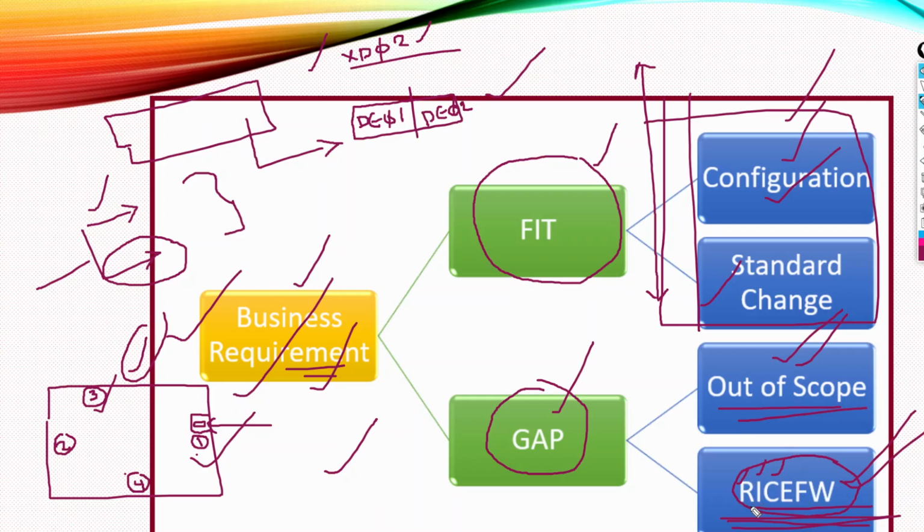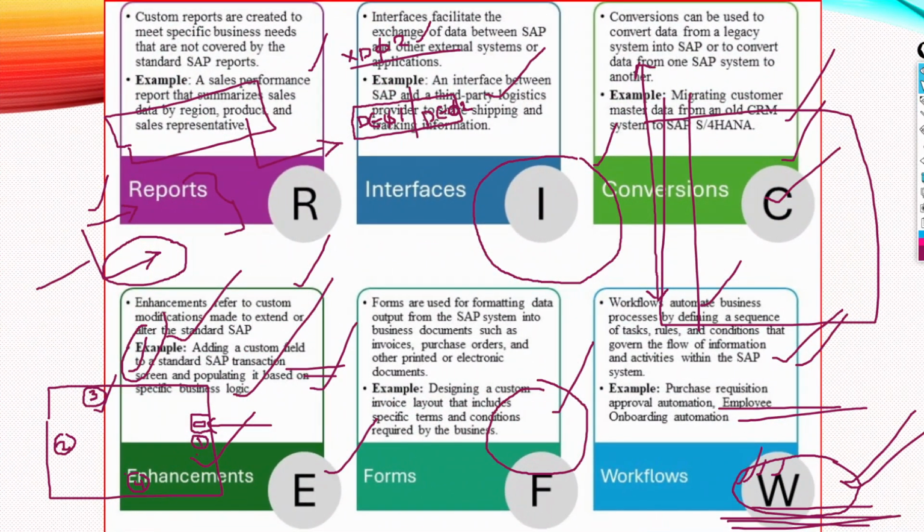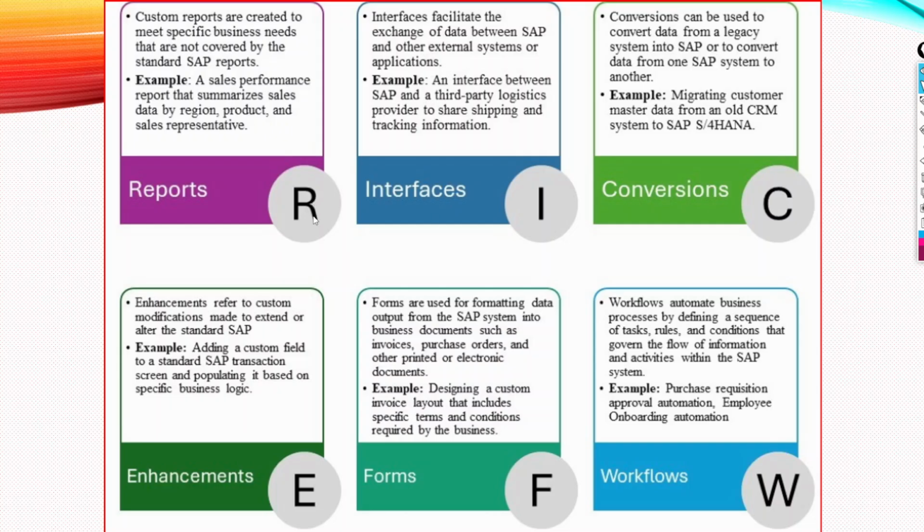Now let us see the definition of these concepts individually. What is R, what is I, what is C, and so on and so forth. So let us go to the next concept. As I said, RICEF is nothing but R meant for reports, I for interfaces, C for conversions, E for enhancements, F for forms, and W for workflows. During this session we will focus more on conversions and enhancements. But before that, let us understand each of these concepts individually.